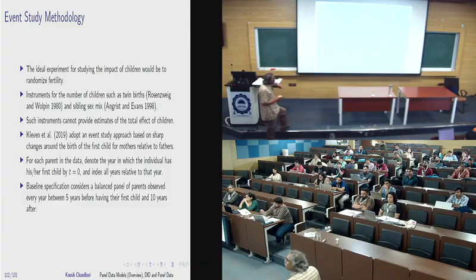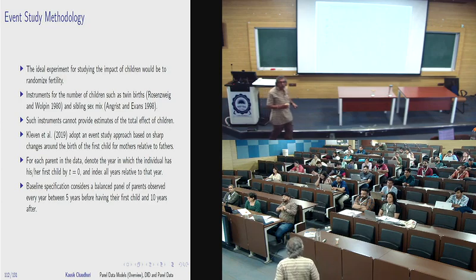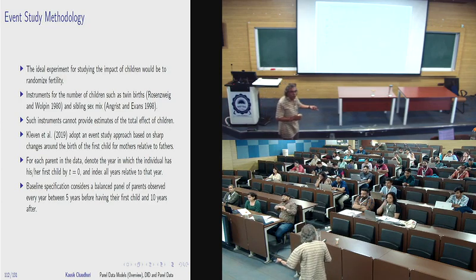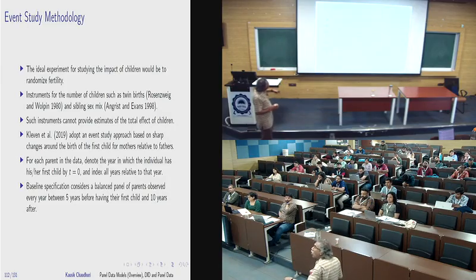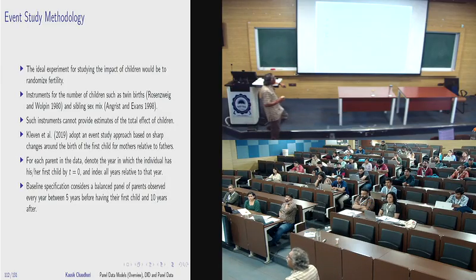Such instruments cannot provide estimates of the total effect of children. So what Kleven did is adopt an event study approach based on sharp changes around the birth of the first child for mothers relative to fathers. Clear? So that's what parenthood does to the earnings of the mother. For each parent in the data, denote the year in which the individual has his or her first child by t equals 0.